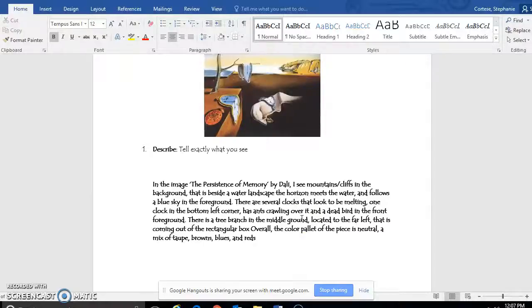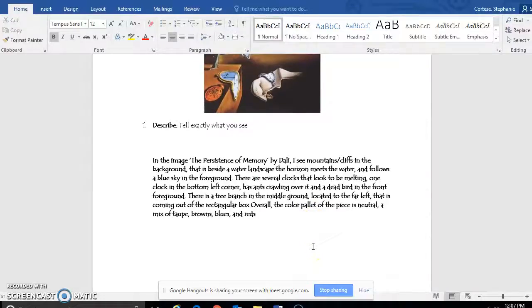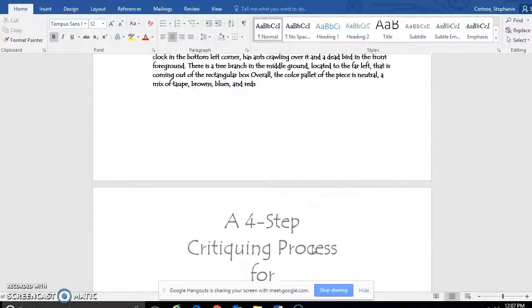You're not adding any emotion. Not, "Oh, I think the dove means this." No, nothing. You are literally just saying, I see a beach in the background, I see a melting clock on my left-hand side in the foreground of this image, etc. You are describing only the things that are in front of you. The example I have used is by Dali, The Persistence of Memory. It also needs to be in a proper paragraph, not a couple of sentences. You are completing this in proper paragraph form.